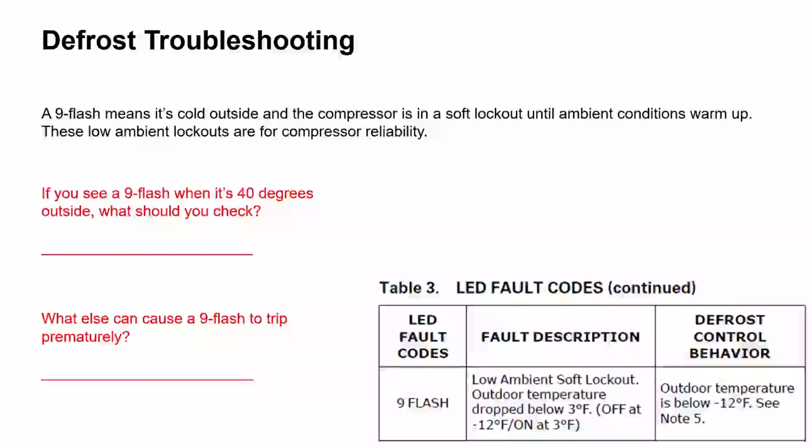Because if we've got a broken seal on a sensor, it may read fine when the sensor's dry, and it will read incorrect when it's wet. So I'm going to dunk that thing in ice water, make sure it reads 32 k ohm at 32 degrees. If it does, I'm going to replace the control board. If it doesn't, I'm replacing the outdoor temp sensor. What else could cause a 9 flash to trip prematurely? Well, snow. If we get snow packed into that area, I've seen that cause it. So we do need to pay attention to our installs. But usually this is going to be our coil temp sensor or control board.